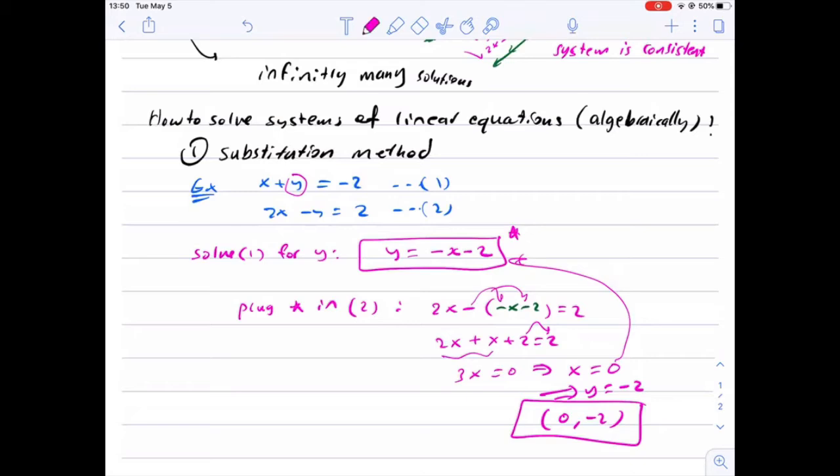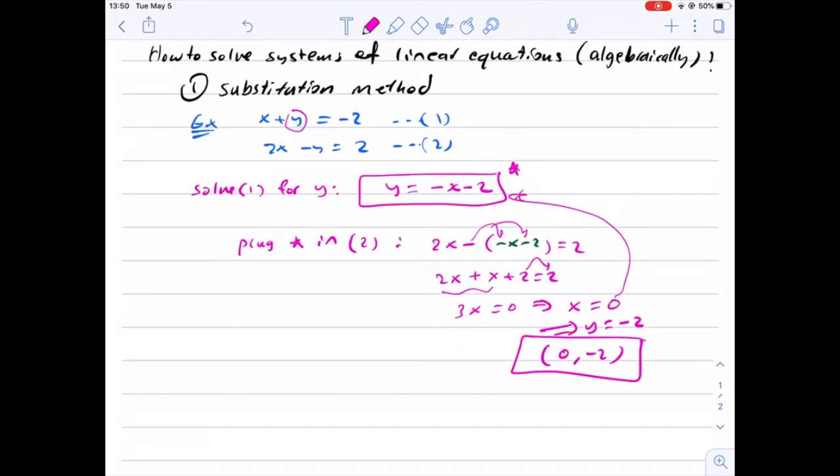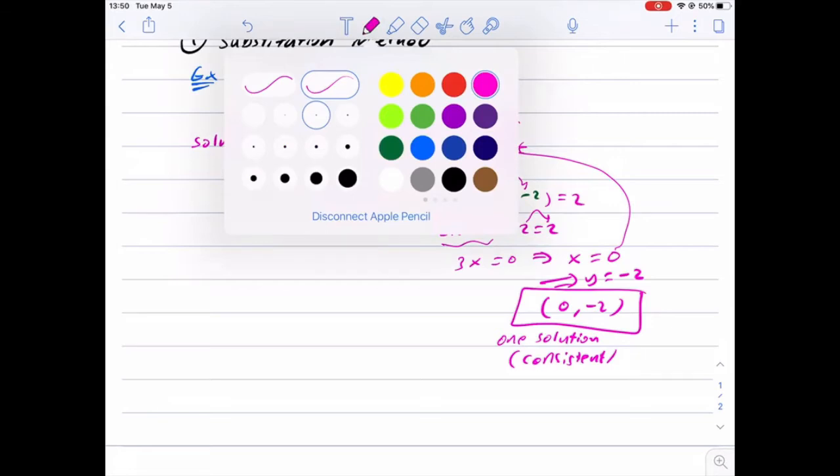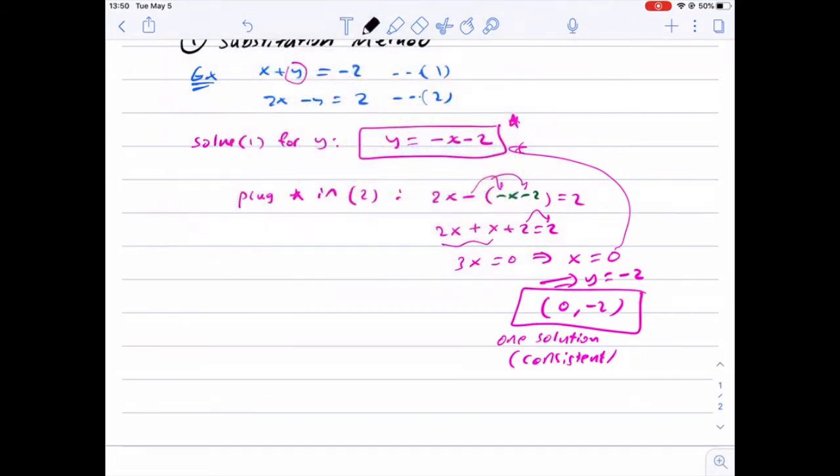It's an ordered pair because we have two variables, x and y. So since we got one solution, which is the ordered pair (0, -2), the solution is consistent. We have only one solution, and the system is consistent. Now, this method is called the substitution method.